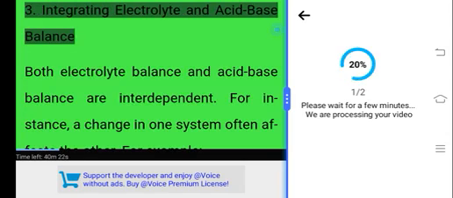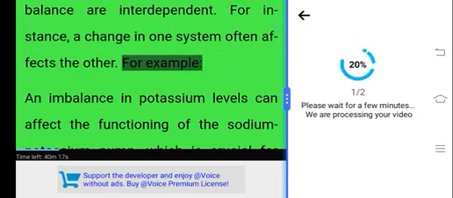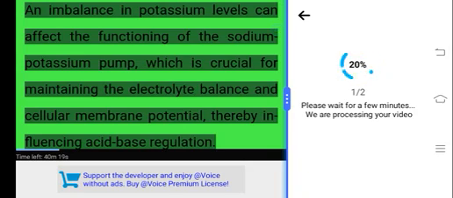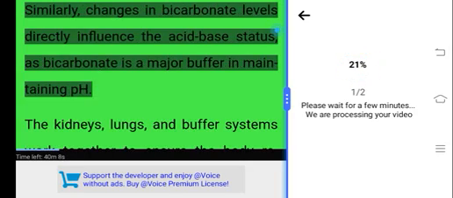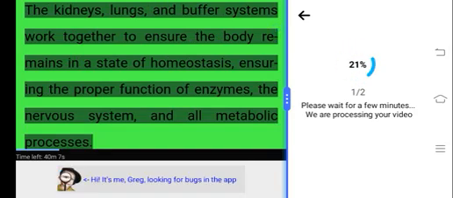3. Integrating electrolyte and acid-base balance. Both electrolyte balance and acid-base balance are interdependent. For instance, a change in one system often affects the other. For example, an imbalance in potassium levels can affect the functioning of the sodium-potassium pump, which is crucial for maintaining the electrolyte balance and cellular membrane potential, thereby influencing acid-base regulation. Similarly, changes in bicarbonate levels directly influence the acid-base status, as bicarbonate is a major buffer in maintaining pH. The kidneys, lungs, and buffer systems work together to ensure the body remains in a state of homeostasis, ensuring the proper function of enzymes, the nervous system, and all metabolic processes.